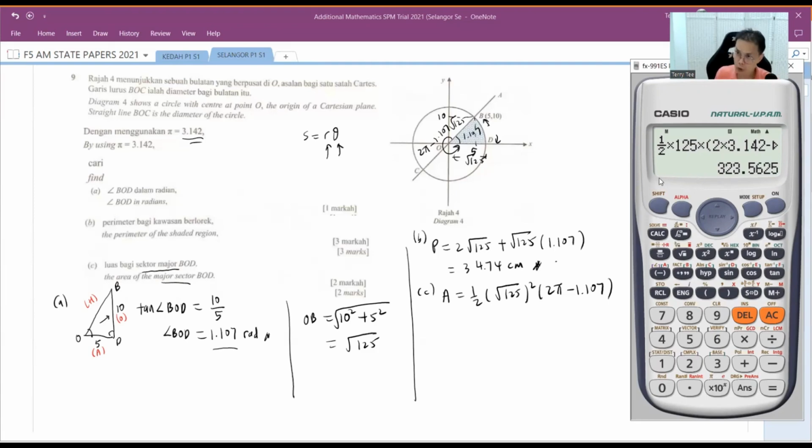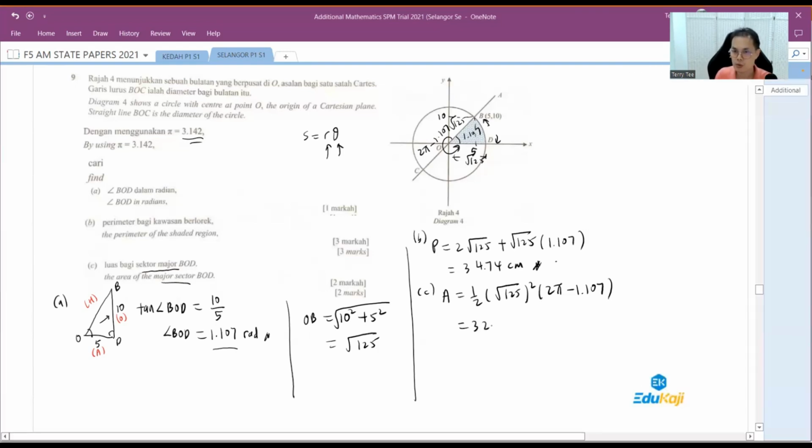Again, you can give more decimal points. You can give 323.56 if you like. But 323.6 is for significant figures, right?